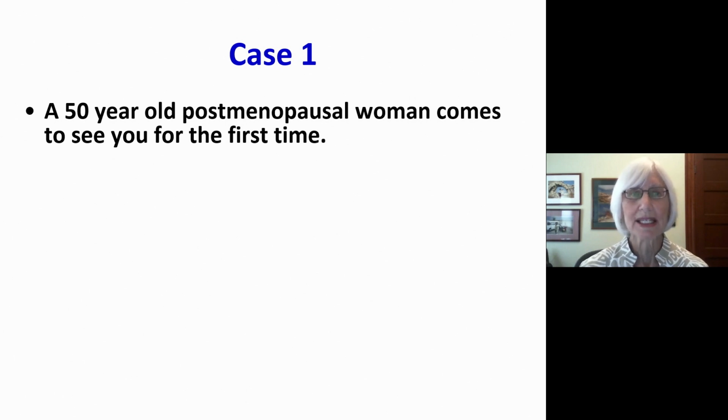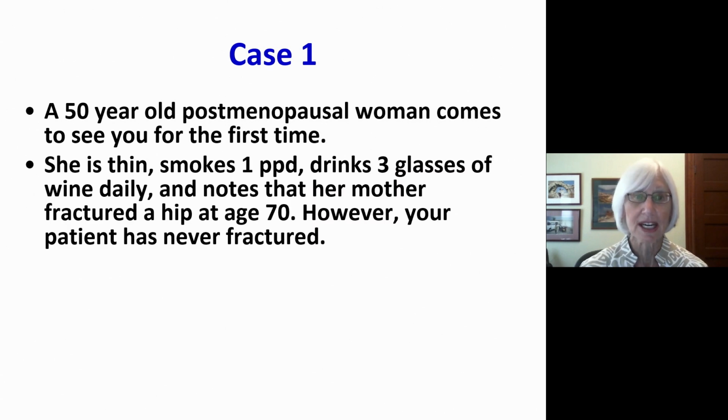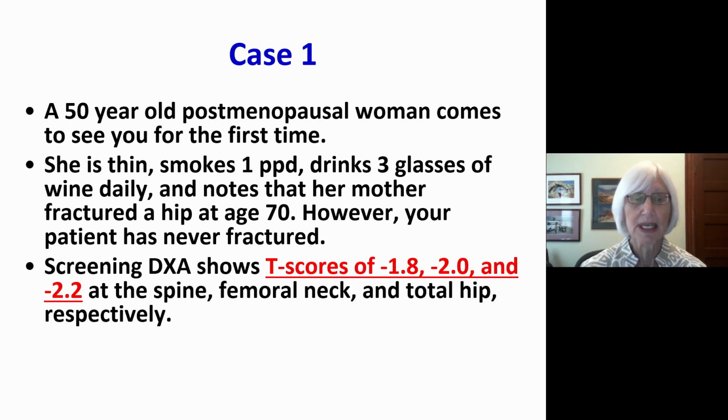So case 1, this is a 50-year-old postmenopausal woman who comes to see you for the first time. She is thin, she smokes 1 pack per day, she drinks 3 glasses of wine daily, and notes that her mother fractured a hip at age 70. However, she herself has never fractured. You do a screening DEXA because she's thin, she smokes, she's got risk factors, and that shows a T-score of -1.8, -2, and -2.2 at the spine, femoral neck, and total hip respectively.